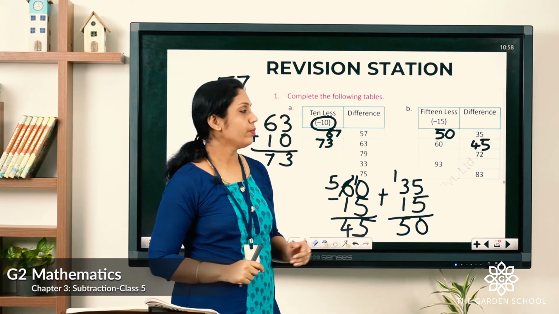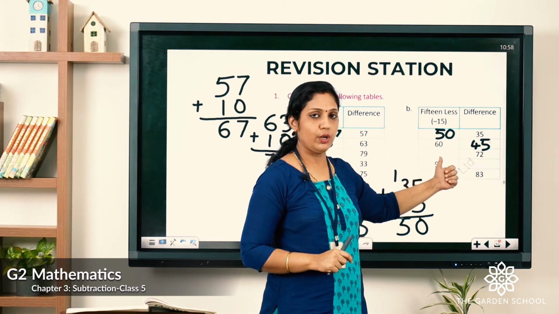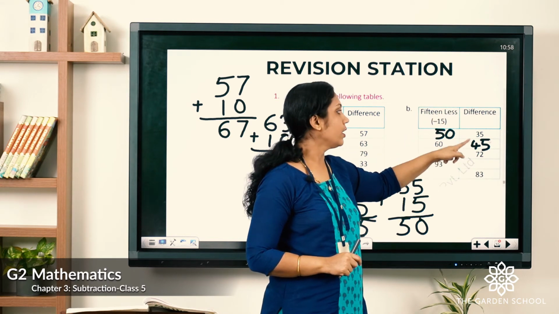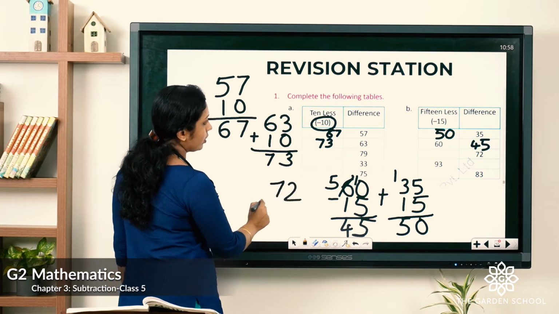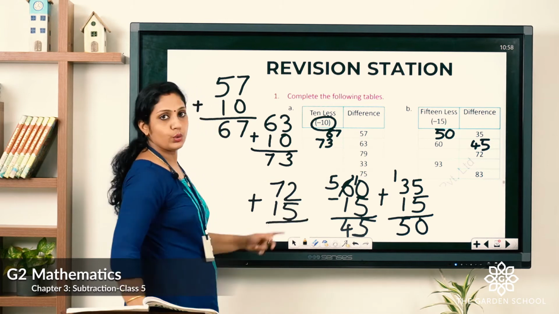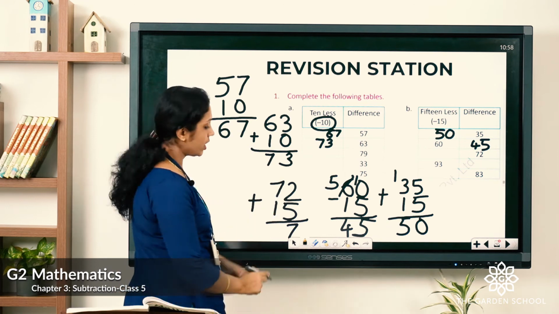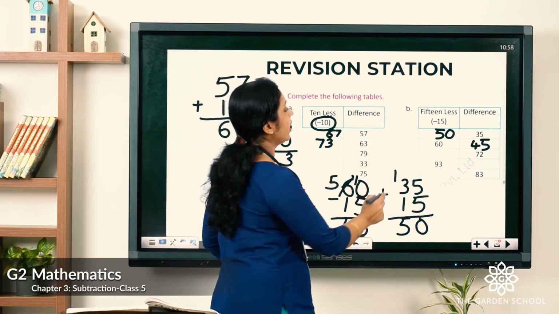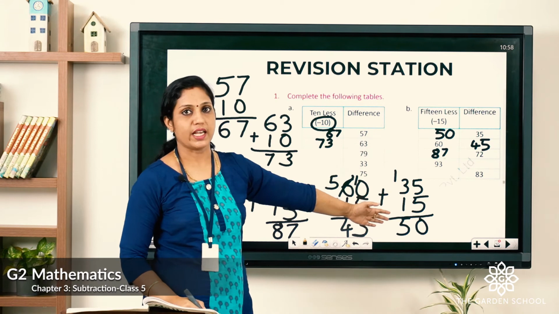Let's check one more. The third one, difference is given. We have to find out the minuend. For finding out the minuend, difference plus subtrahend. The difference is 72 plus 15. 2 plus 5 is 7. 7 plus 1 is 8. So what is the answer? It is 87. Write it here. Likewise, you can complete the rest of the exercises.